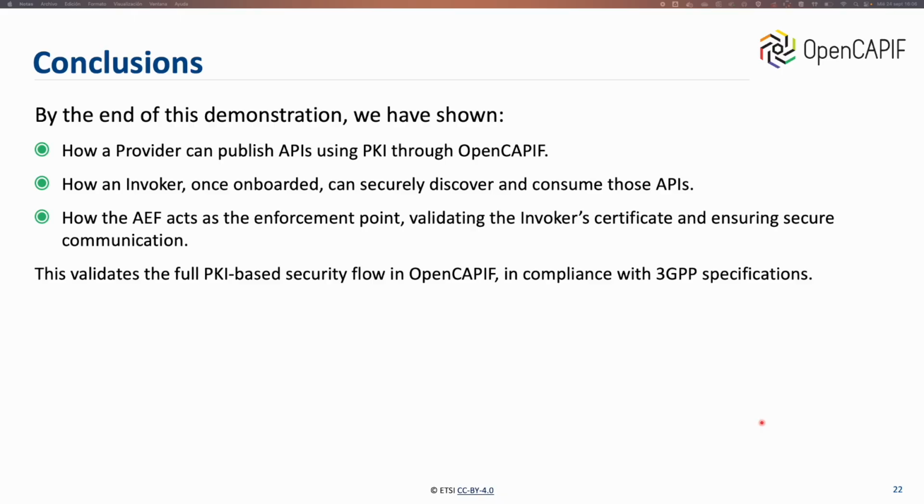As a summary of the conclusions, at the end of this demonstration, we have shown how a provider can publish APIs using the PKI method through OpenCAPIF, how an invoker once onboarded can securely discover and consume those APIs, and how the AEF acts as the enforcement point, validating the invoker certificate and ensuring secure communication. This validates the full PKI-based security flow in OpenCAPIF in compliance with the 3GPP specification. Thank you very much.